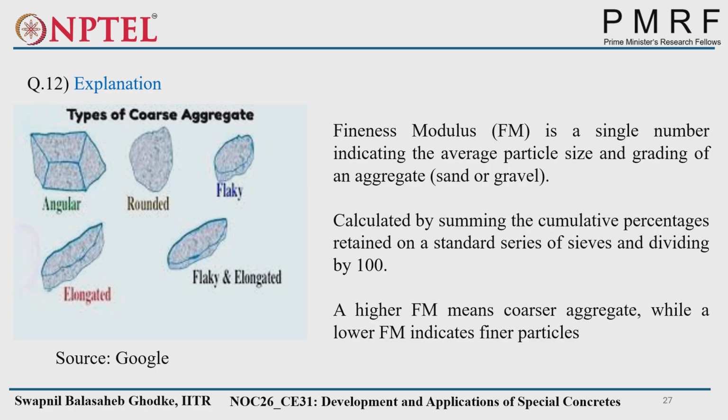So fineness modulus for the fine aggregate will be different, and fineness modulus for the coarse aggregate will be different. So based on the sieve sizes we are using, we'll get the average size of the aggregates. And higher fineness modulus means coarser aggregate, while lower fineness modulus indicates finer particles. And the code also indicates IS 383. It also indicates the zone of the sand: Zone 1, Zone 2, Zone 3, and Zone 4, based on whatever the fineness modulus you are getting.